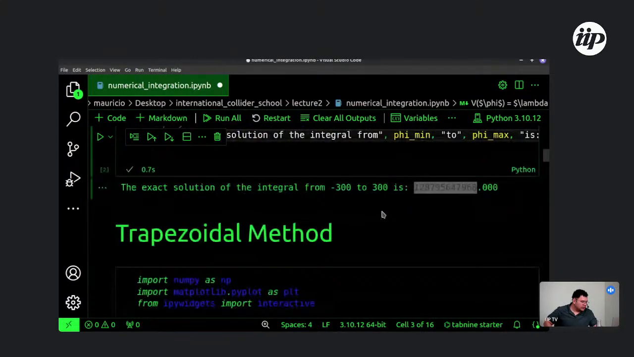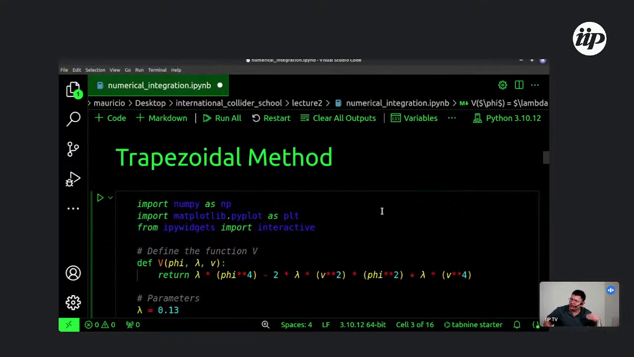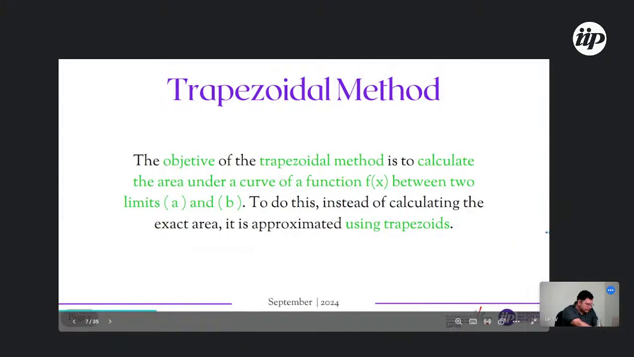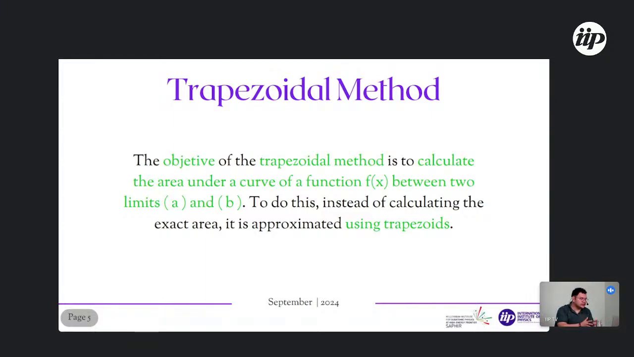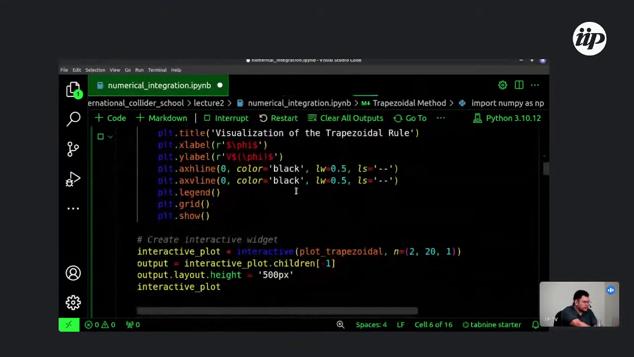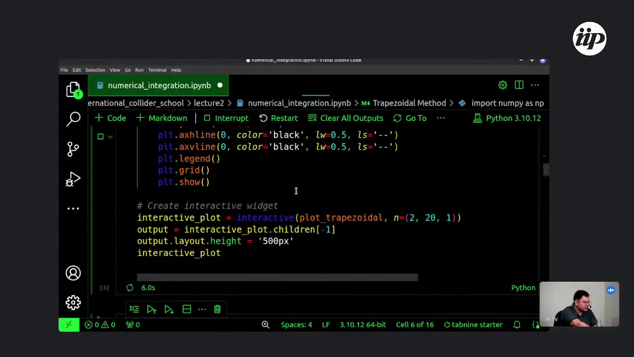Now we are going to use different numerical integration methods to do the same thing, but in an approximate way. After that, we need to define what the trapezoidal method means. The trapezoidal method works by using the function and separating it into trapezoids. The main objective of this method is to sum the area of each one of these trapezoids, and with that strategy find the area under the curve. For example, we have this function calculated.